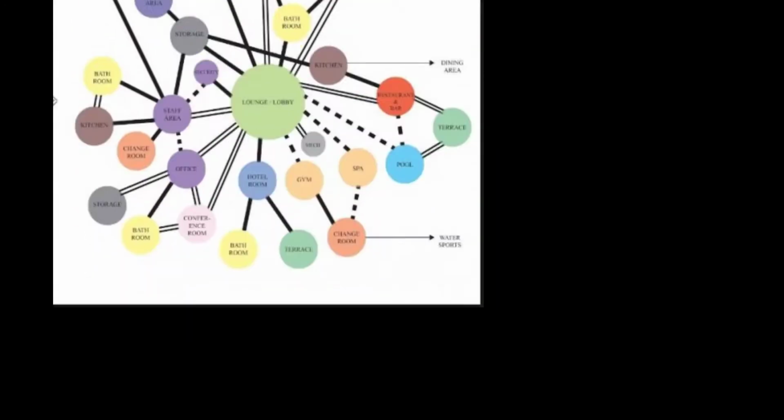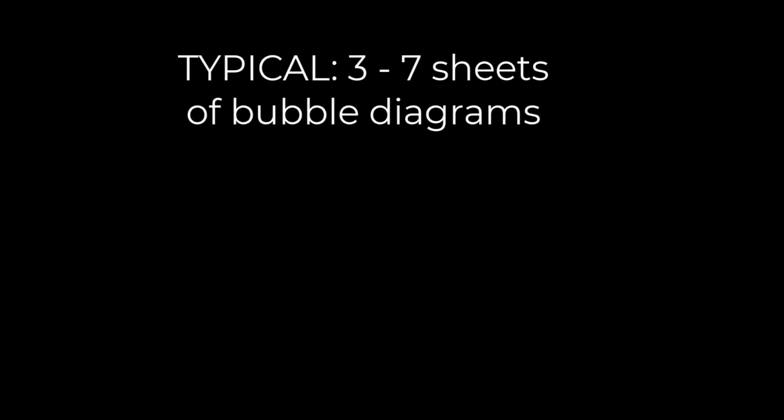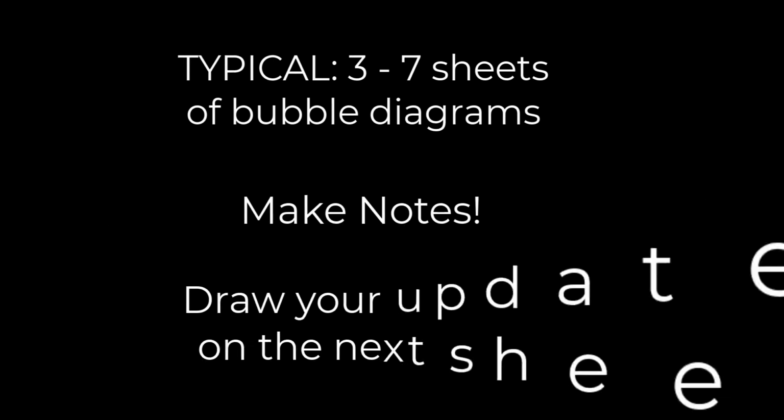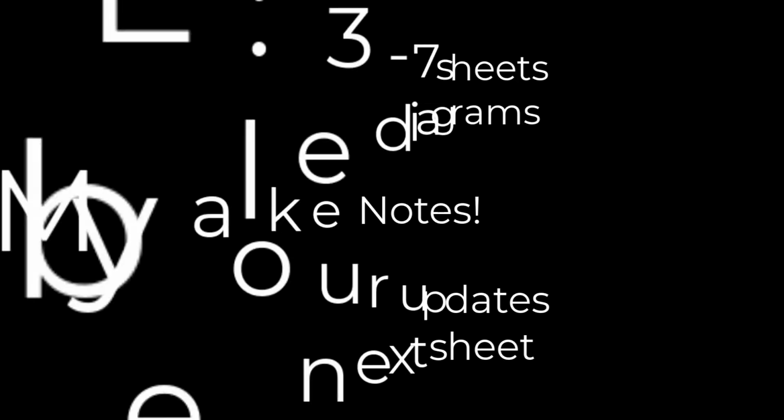You may find yourself struggling to not cross the connection lines, and that's how you know that the space planning still needs more development. A typical set of bubble diagrams is between 3 to 7 sheets, kind of depending on how many rooms that you're trying to plan. Make notes on those first few drawings as to what you see working well and what you see not working so well. Showing your thought process is an important part of the whole process as it is. The idea is that you take your notes and drawings and redraw a better spatial diagram on the next sheet.